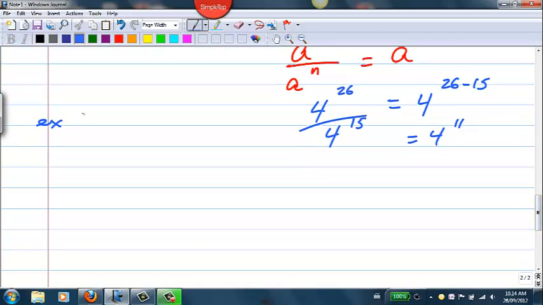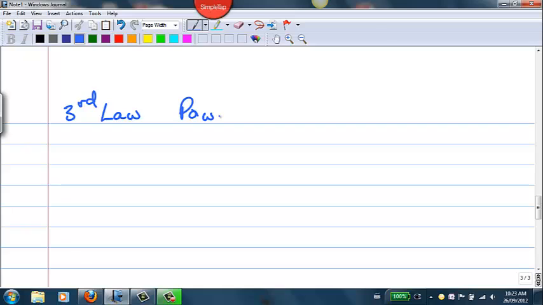Alright, so I don't think we're putting any examples there. There we go. Third law. Power of a power this time.